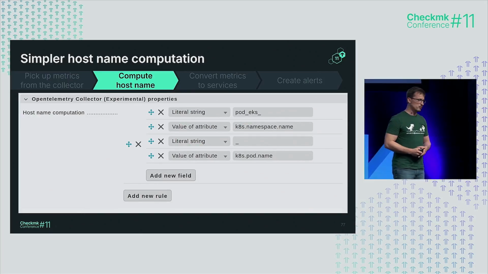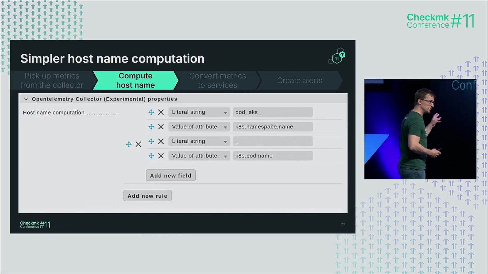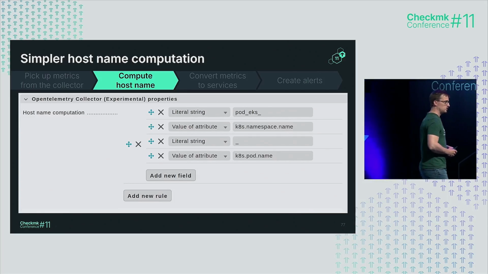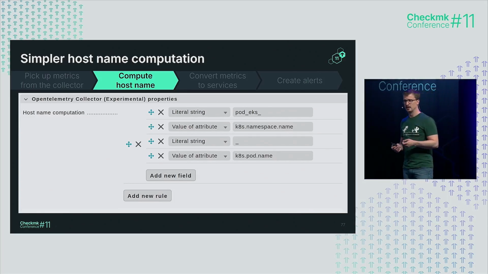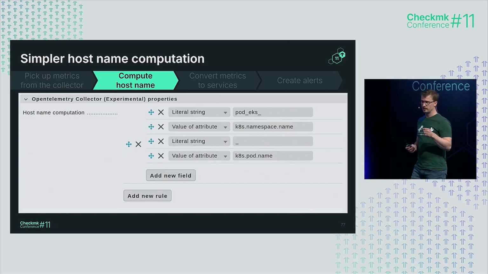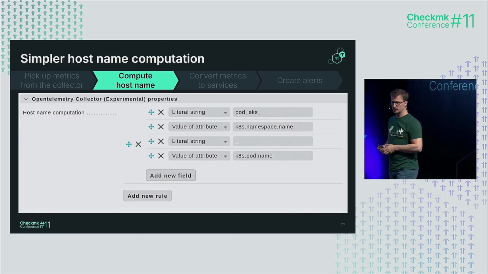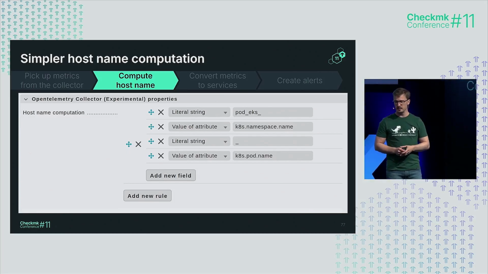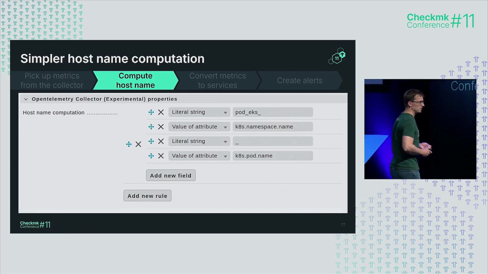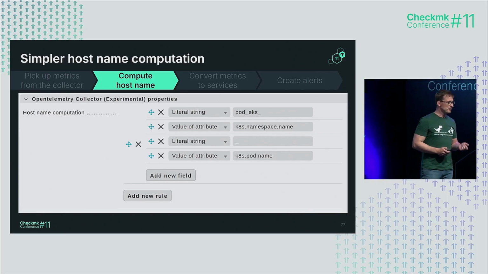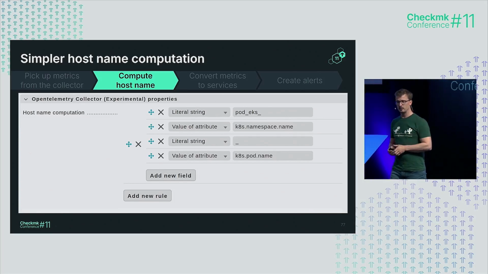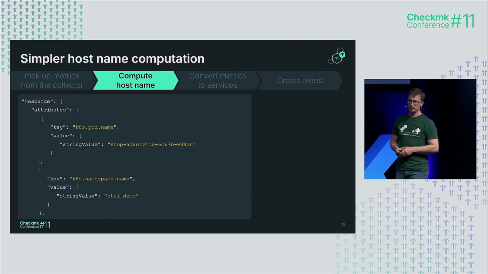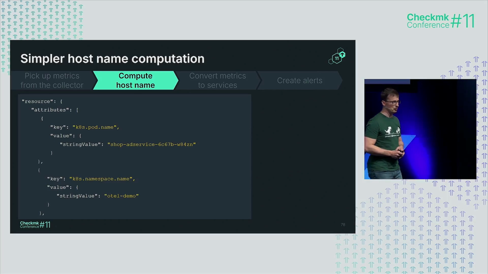When it comes to the hostname computation, this is the configuration dialog you use. You select certain criteria, and out of that, the hostname is built. So in this case, we have as a prefix pod_EKS_. We have configured that explicitly. And then we can make a connection to an attribute, which is provided with the metric. The identifier of that attribute is, in our case, the first one, the namespace name, and later on, we have the pod name. And this is coming from the metric that is reported via OpenTelemetry.